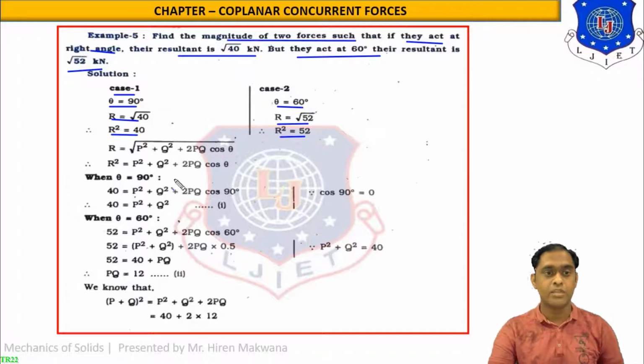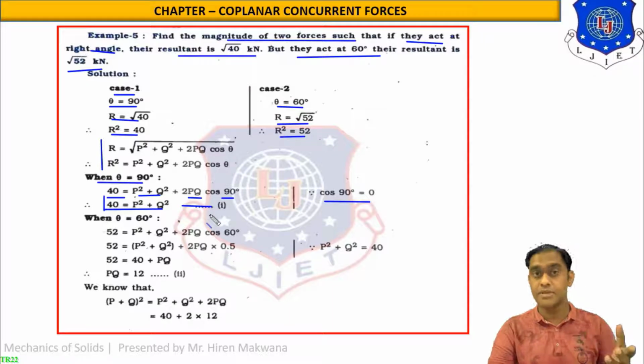Let us see. For case number 1, we have only one formula. R square equal to P square plus Q square plus 2PQ cos theta. In case number 1, when theta equal to 90, just replace all the values. R square equal to 40, P square Q square unknown, again PQ unknown and theta will be 90 degrees. So cos 90 will be 0. So the remaining value is only 40 equal to P square plus Q square. So it is equation number 1. Remember this equation number 1, P square plus Q square equal to 40. We will use this equation later on.